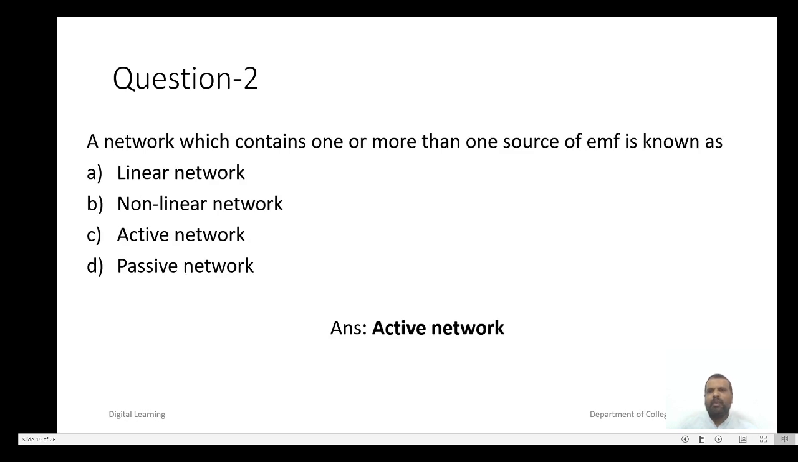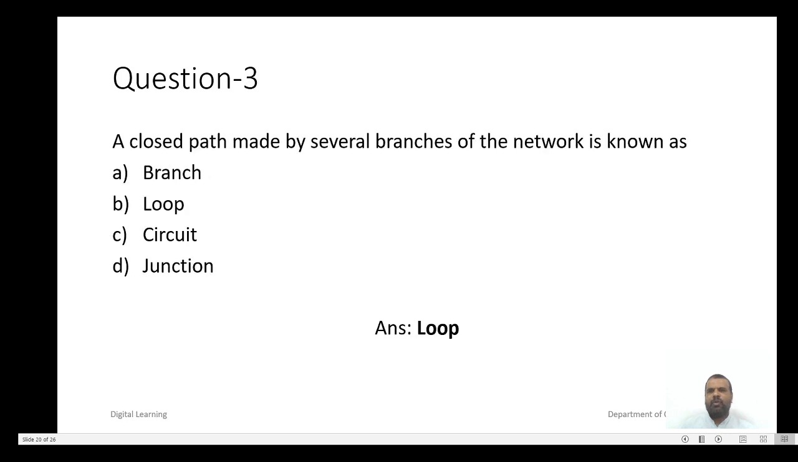Question number 2. A network which contains one or more than one source of EMF is known as: A. Linear network, B. Non-linear network, C. Active network, D. Passive network. The correct answer is active network. Question number 3. A closed path made by several branches of the network is known as: A. Branch, B. Loop, C. Circuit, D. Junction. The correct answer is loop.